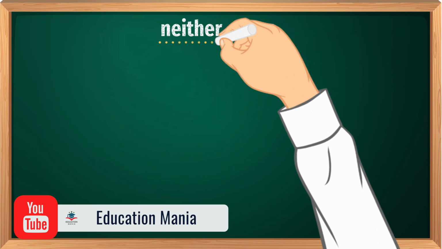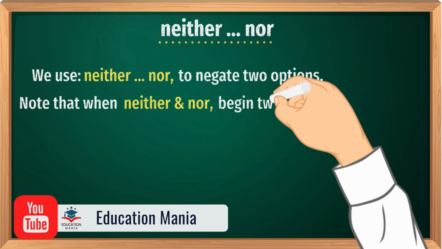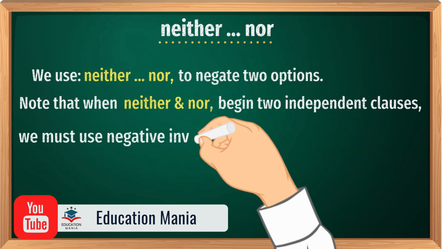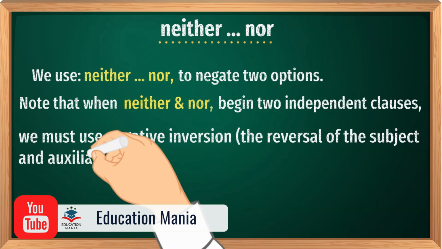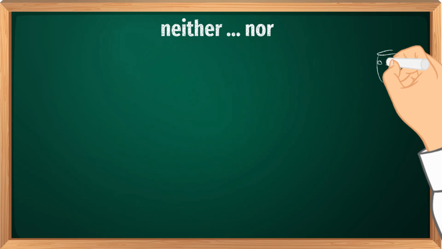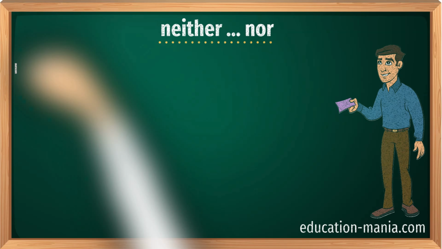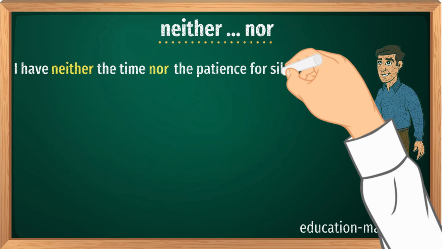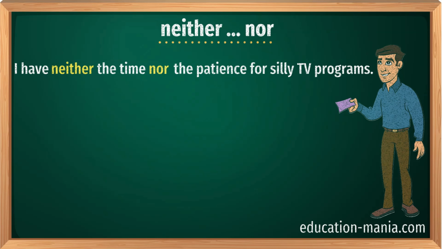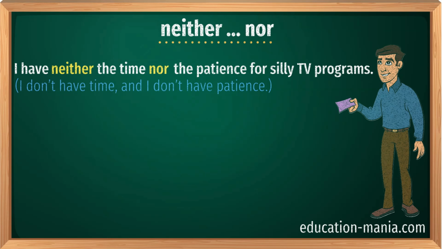Neither, nor. We use neither, nor to negate two options. Note that when neither and nor begin two independent clauses, we must use negative inversion, the reversal of the subject and auxiliary verb for each, as in the third example. For example, I have neither the time nor the patience for silly TV programs. I don't have time, and I don't have patience.